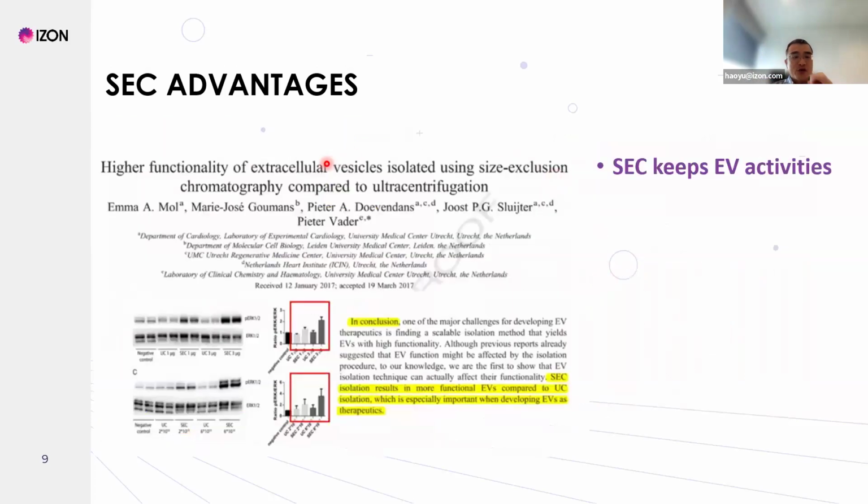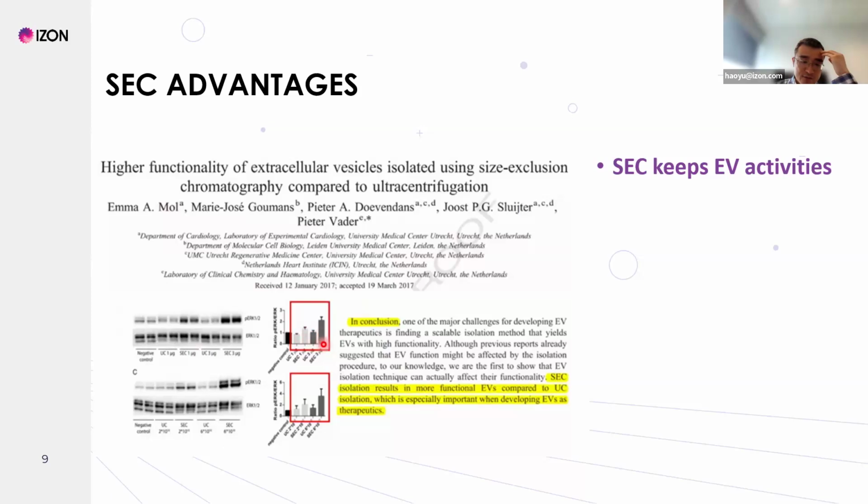And also this paper showing that the size exclusion columns will keep the EV activities. This paper compared the activity of enzymes after the UC method and also the size exclusion method. You can see that here, with the same amount of protein levels.